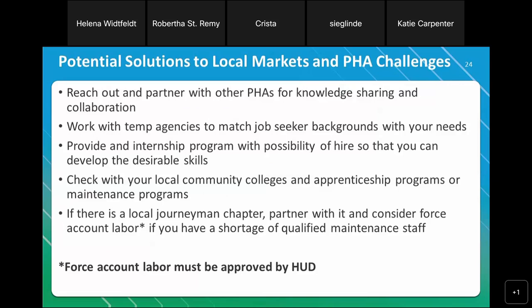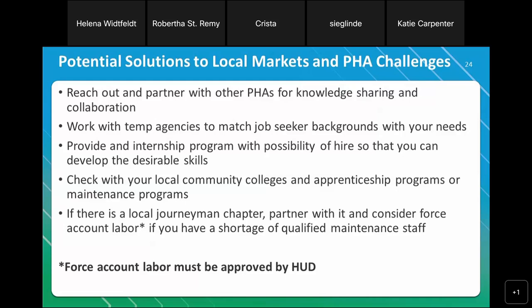Sometimes in rural areas, you may have a neighboring housing authority in close distance and you're competing for the same market. You may have to collaborate or make agreements that do not encroach into your line of business so that you both can succeed, and sometimes you can't. I mean, these are just options that we are throwing out there for you to consider.